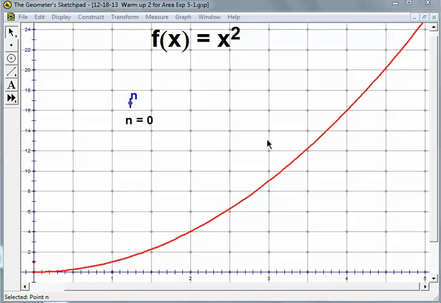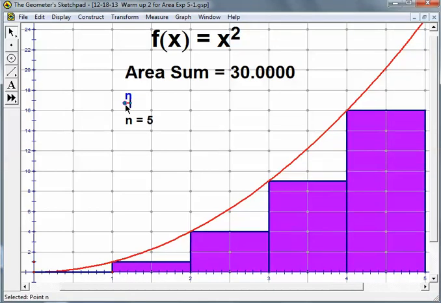Hey guys, I thought I'd make a little video about the main idea of what's going on here. And if you followed the rectangular approximation method from either the earlier video or from class, you remember, we did 5 rectangles, using the left endpoint. We got this area, it was 30.